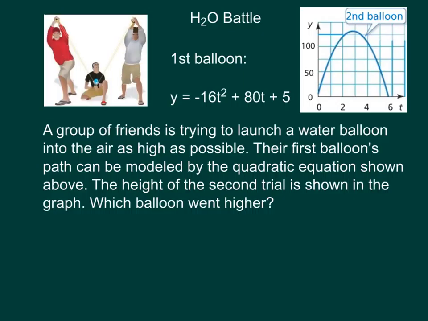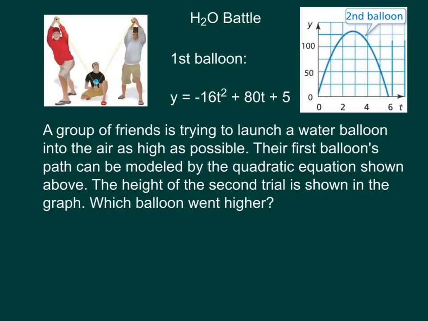A group of friends trying to launch a water balloon into the air as high as possible. And their first balloon had a path that's modeled by this equation, negative 16t squared plus 80t plus 5. And the second trial is shown in the graph right here. So this is the equation for the first one. This is the graph of the second one. So the question is, which balloon went higher?